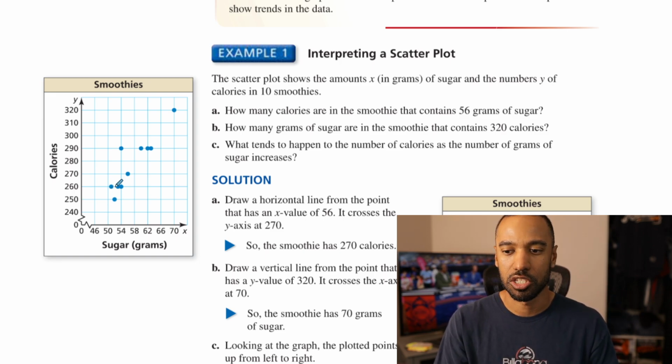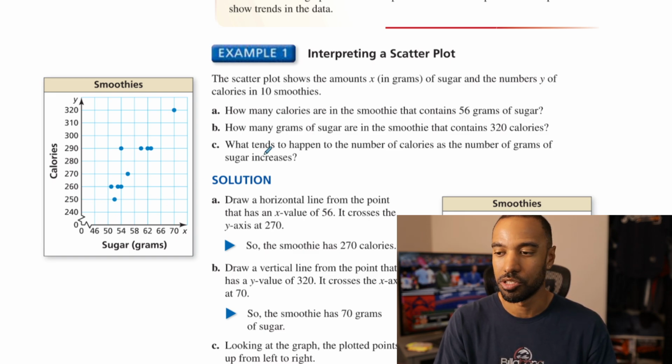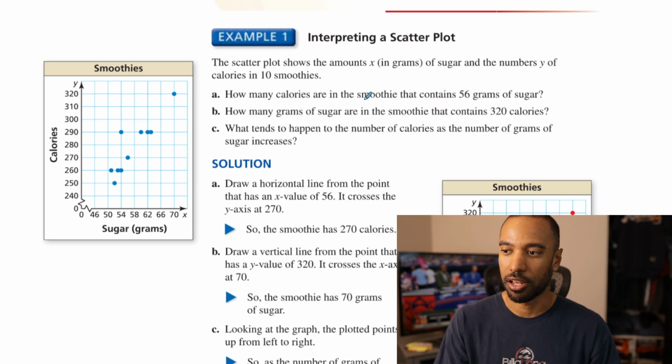Anyway, what you're seeing is a bunch of points here that's like, hey, I have this many grams of sugar in my smoothie and this many calories, etc. X and Y. So X isn't always time, as you can tell. It asks how many calories are in the smoothie that contains 56 grams of sugar. So we try and find the 56 between the scale 54 and 58. It's right here, and boom, it's this guy right here. That's 270 calories.